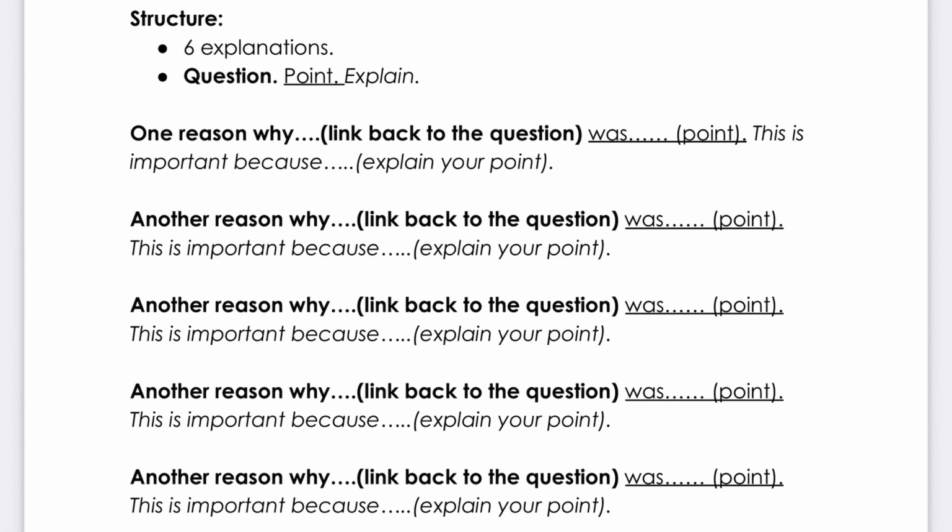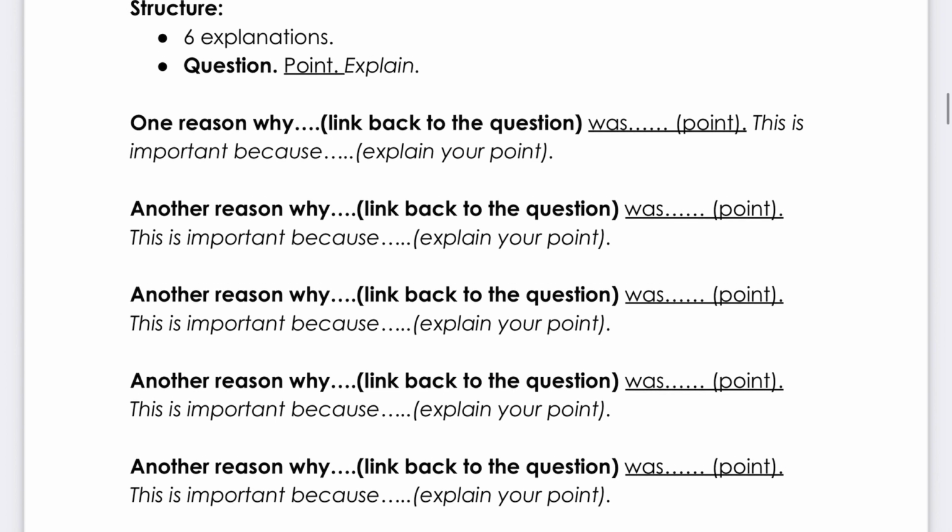It could be, one reason why Scots emigrated abroad was, and then this is where you make your point, which should be very straight to the point. And the next and final bit of your answer is where you explain your answer. So you want to, in this part, if you can, bring in a Scottish example. So you could say something like, this was important because, and then explain how your point answers the question and bring in an example to back it up. You should do 6 explanations in total using the structure you see on the board to get your 6 marks.